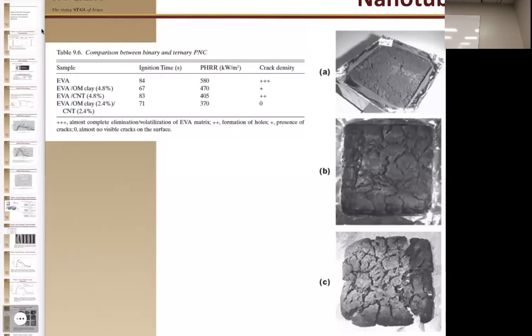And then look at the cracks right there. The EV itself has lots of cracks because there's nothing forming the char layer but the organic material itself. The clay helps with cracks because it forms that nice silicate layer on top. And by having them both together, the carbon nanotubes don't create as good a char layer because they're cylinders, and so it doesn't help as much.